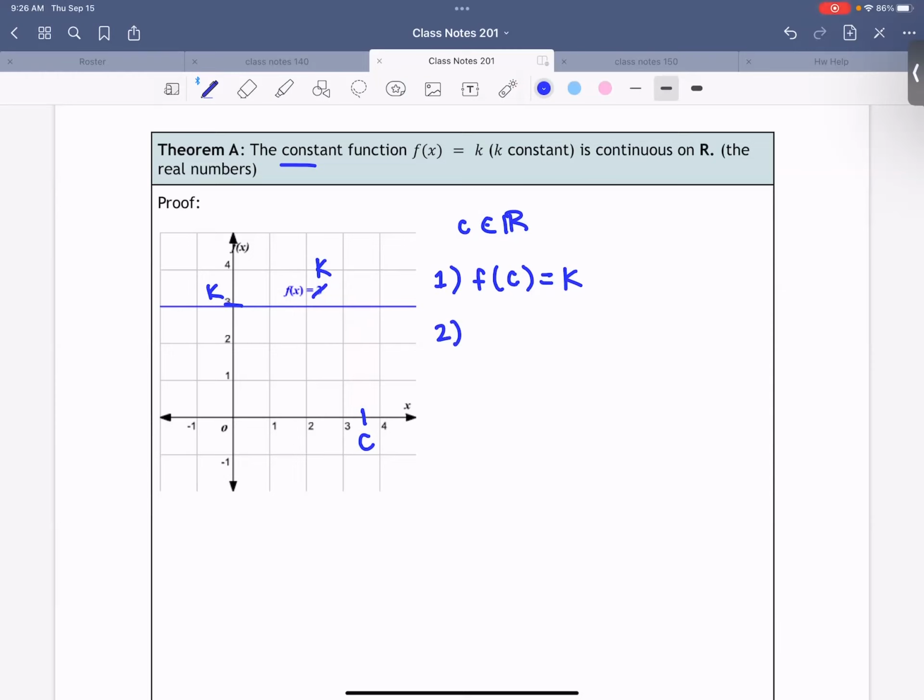We got the limit, and instead of doing left and right limits, I think we can figure it out pretty well on this graph. Let's do the limit as x approaches C of our function. Okay, what is the limit as x approaches C of our function, which is K? What is that limit?